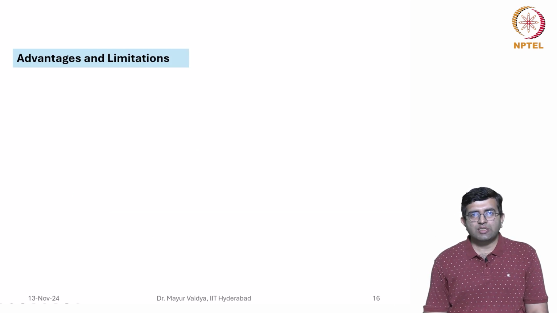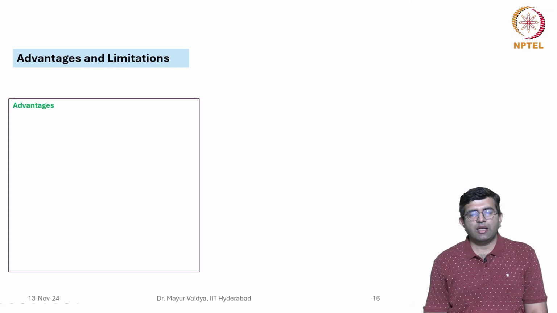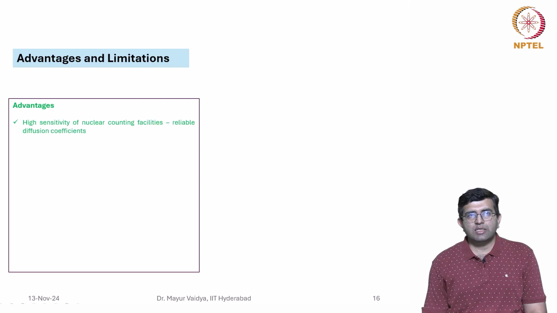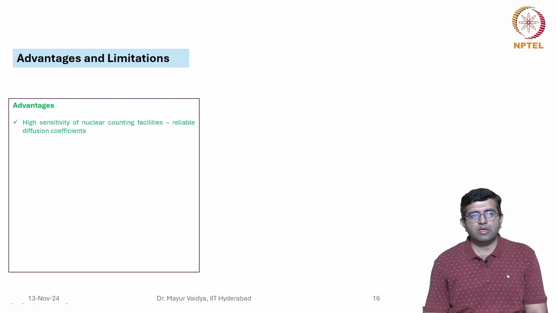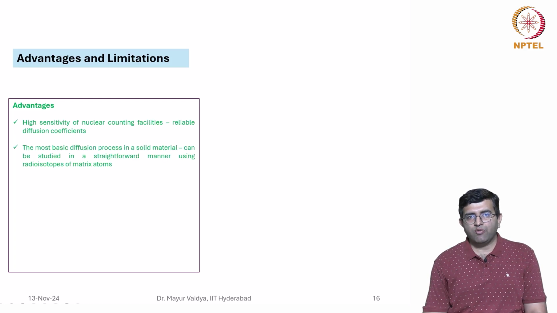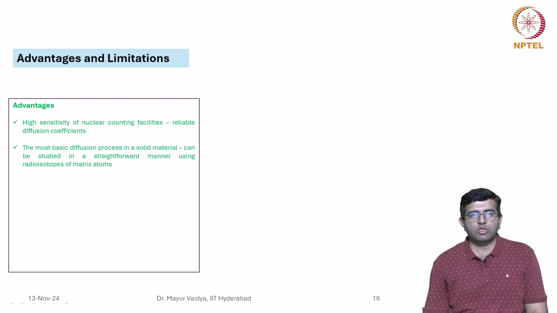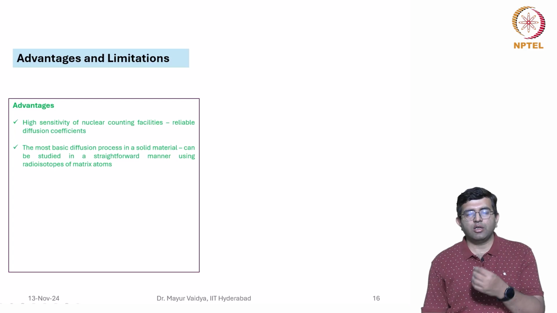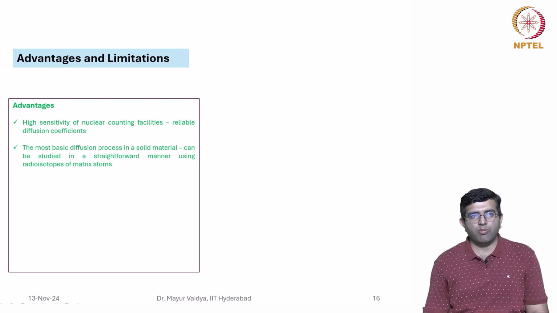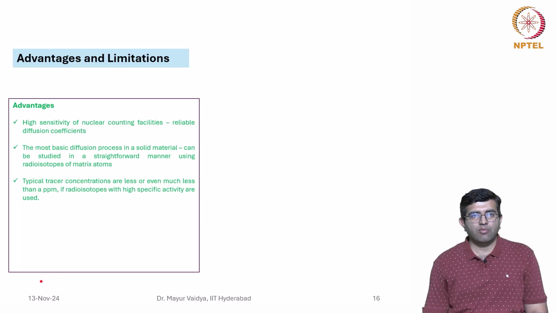So then, just summarizing some of the advantages and the limitations of this technique. The advantage is that it has a higher sensitivity of nuclear counting facilities. So you have reliable diffusion coefficients typically in the lower diffusion coefficient range. Then this measures the most basic diffusion process in a straightforward manner.